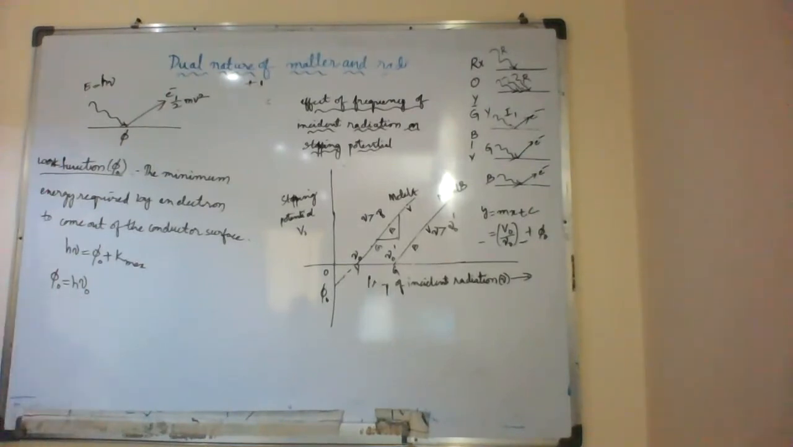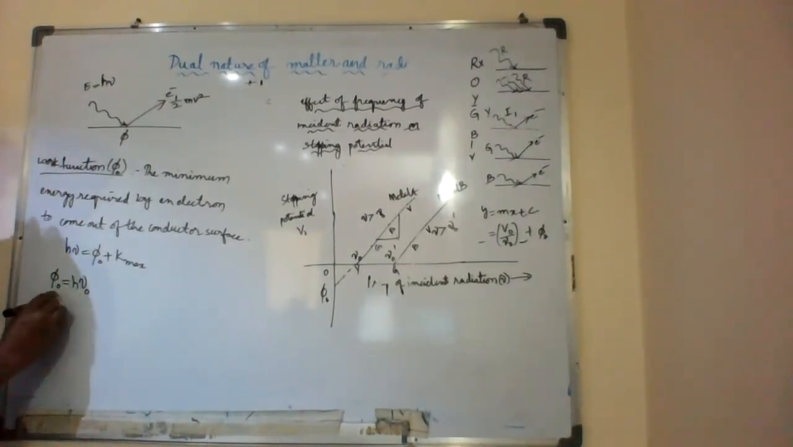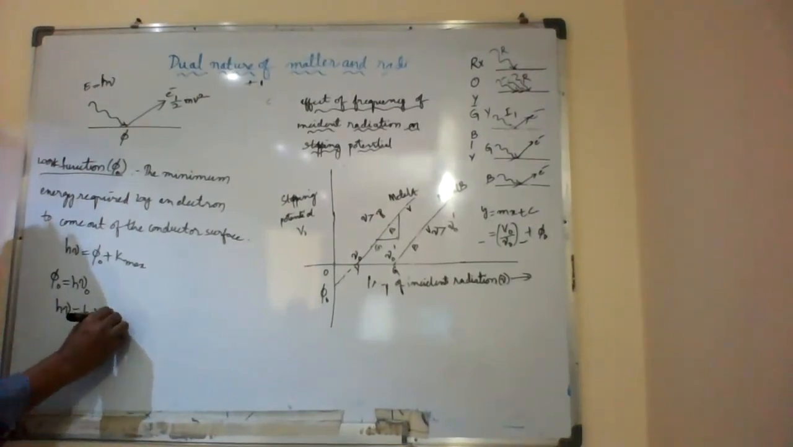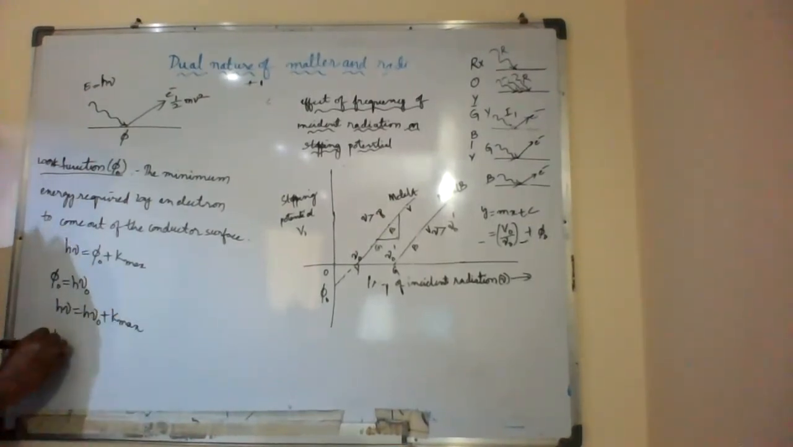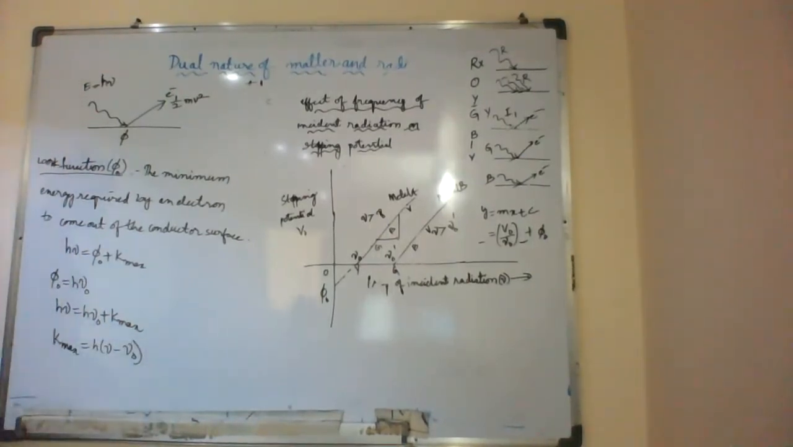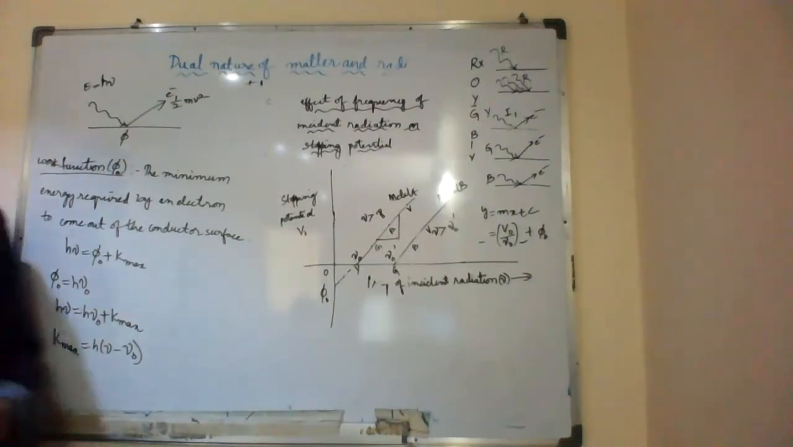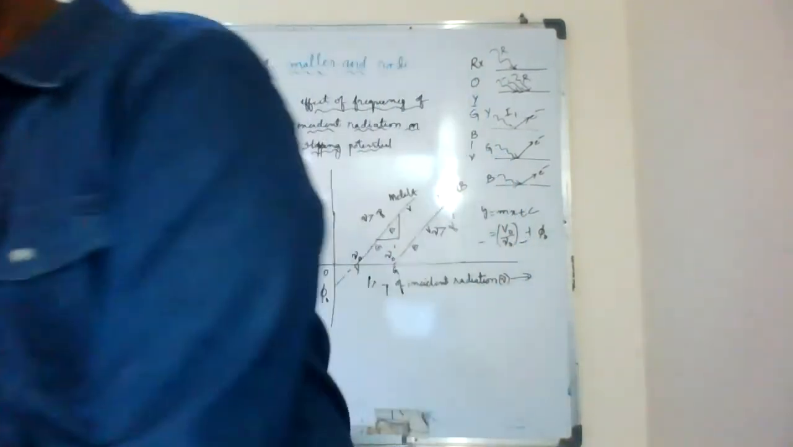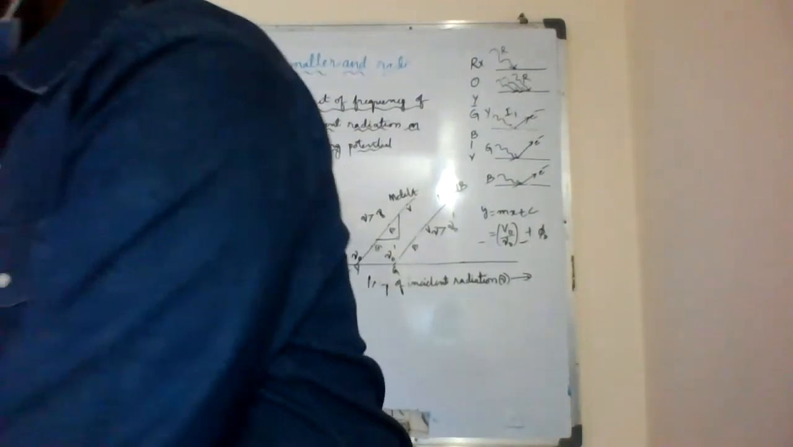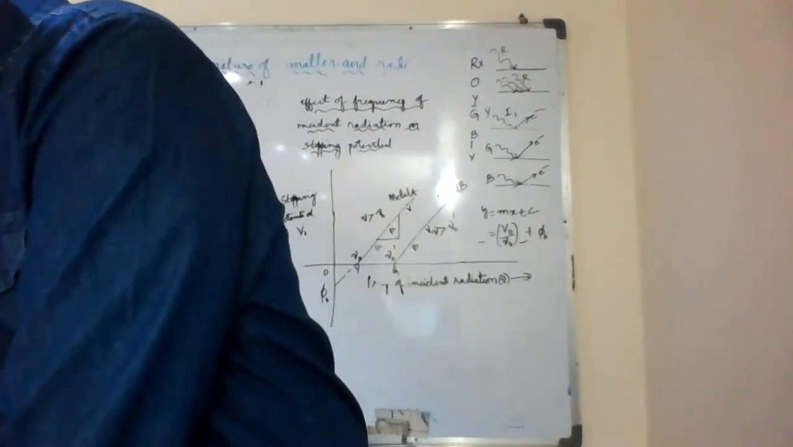Minimum energy required. So I am replacing this. So H nu is equal to what? H nu 0 plus K max. So we can write now K max is equal to what? H into nu minus nu 0. Can we write like this? This is one more formula: K max equals h into nu minus nu 0.